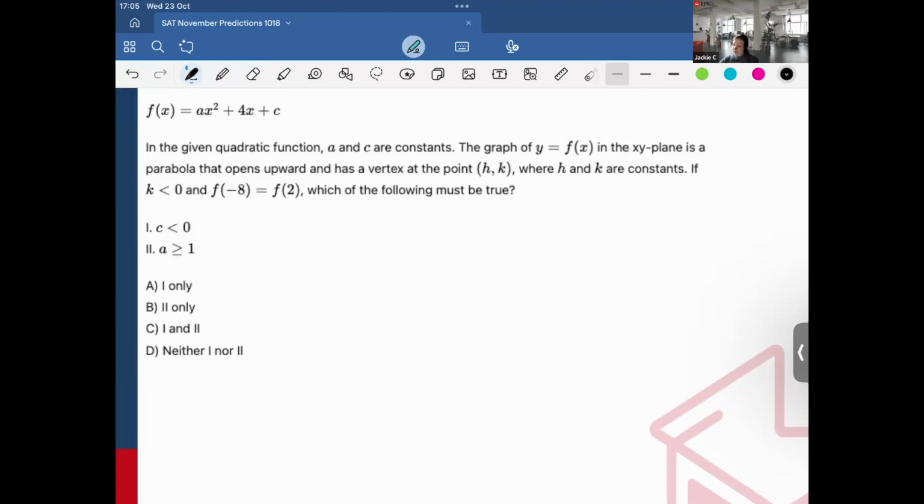So here I have the quadratic. It says in the given quadratic function, a and c are constants, the graph of y equals f of x in the xy plane is a parabola that opens upward and has a vertex at the point (h, k), where h and k are constants. Okay. And then it says blah, blah, blah. If k is less than 0 and f of 8 is equal to 2, which of the following must be true? Okay, so where would this actually occur on a parabola? Like where the x values are equivalent to each other.